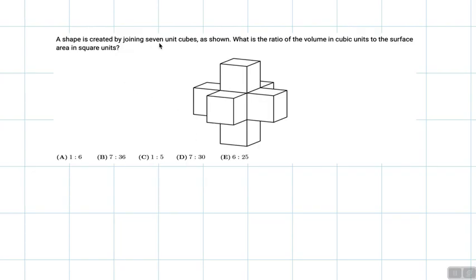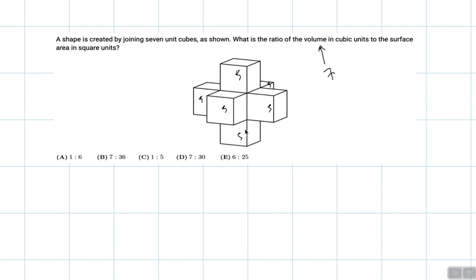A shape is created by joining 7 unit cubes as shown. What is the ratio of the volume in cubic units to the surface area in square units? Well, the volume is going to be 7. And surface area, we can calculate. So this top one, there are 5 faces showing. This one, 5 faces showing, 5 faces back there, 5 there, 5 here. And this one in the middle is not shown.